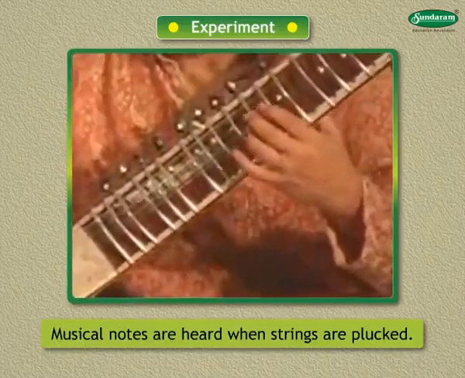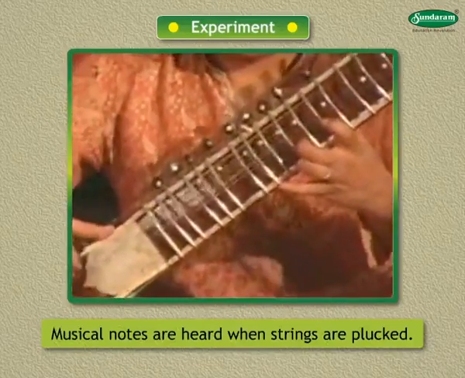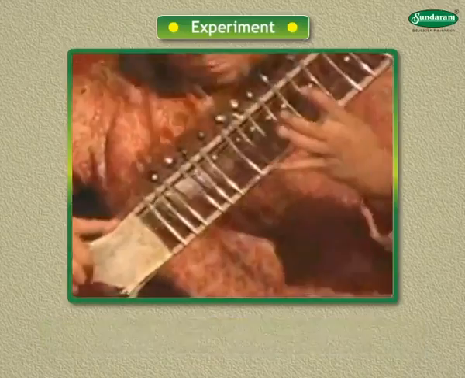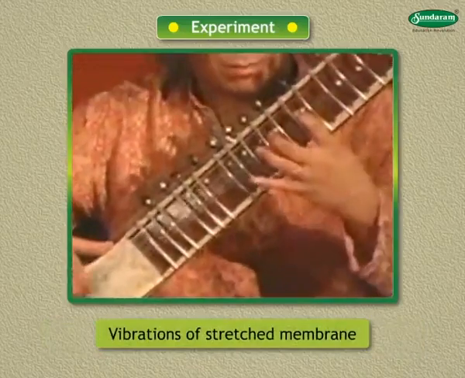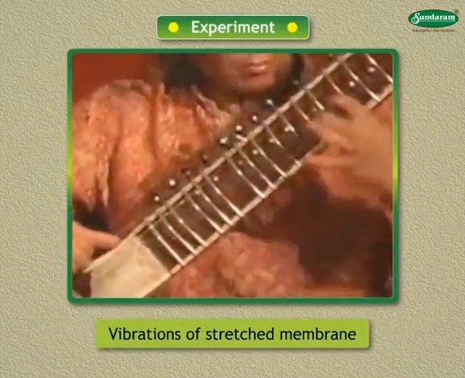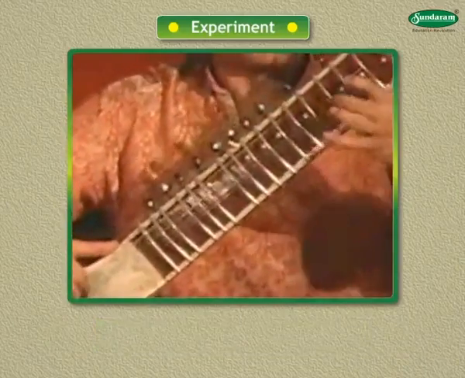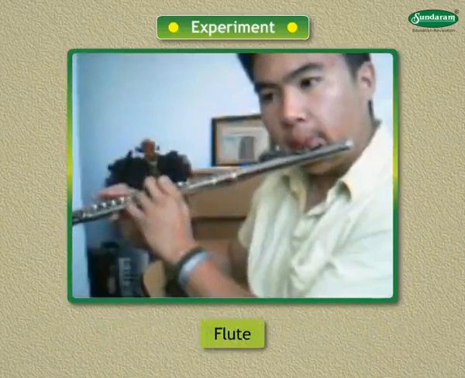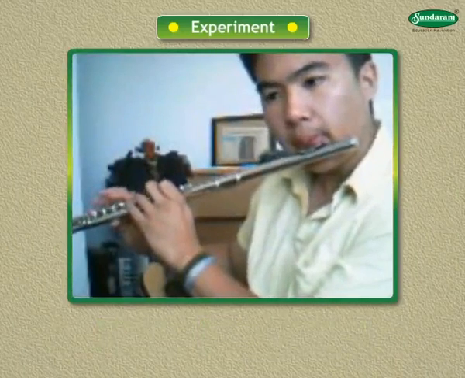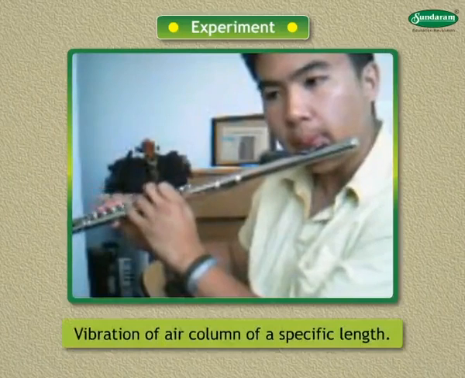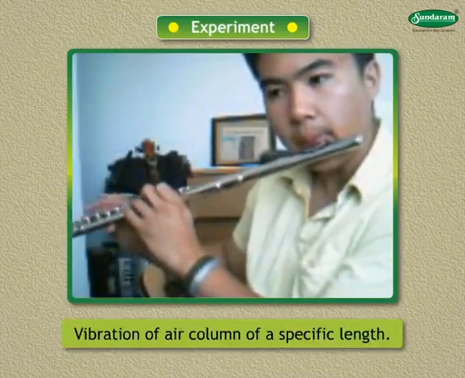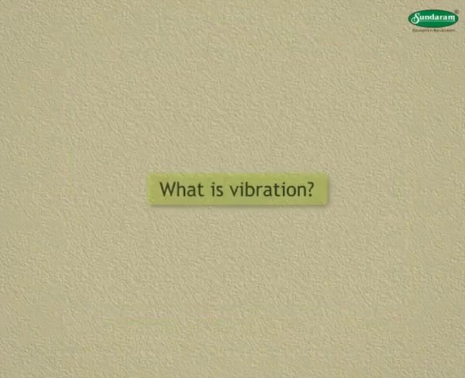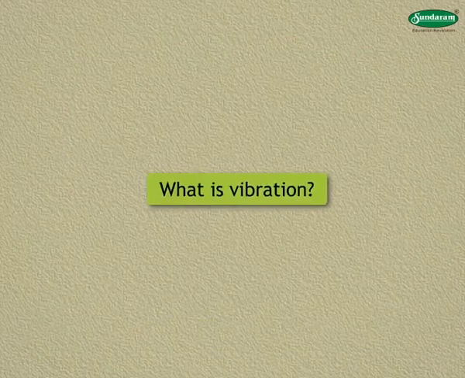When the strings of a sitar are plucked, we hear musical notes. When the stretched membrane of the tabla is struck, it vibrates and we hear its characteristic sound. How is sound produced in a flute? When we blow into one end of a flute, a column of air of a specific length vibrates and sound is produced. Let us try to understand what vibration is.